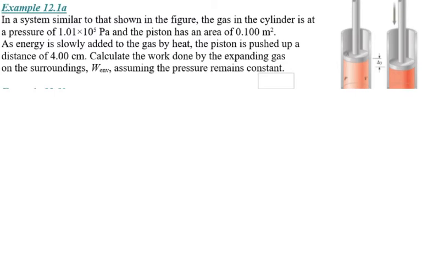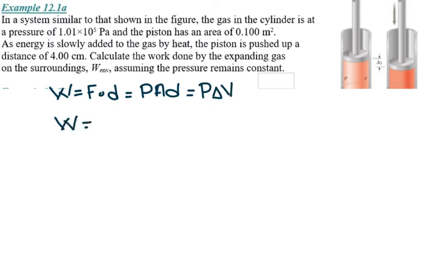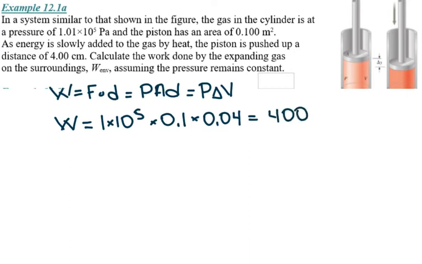So we have the formula that says the work is equal to force times the distance, and the force is equal to pressure times the area, and then the distance. The distance is vertical, so we have pressure times the change of the volume. In this case, they give you the pressure, which is 1 times 10^5, and they give you the area, which is 0.1, and the distance is 4 centimeters, that's 0.04, and that will give me an answer of 400 joules. Now I have to think about the sign.